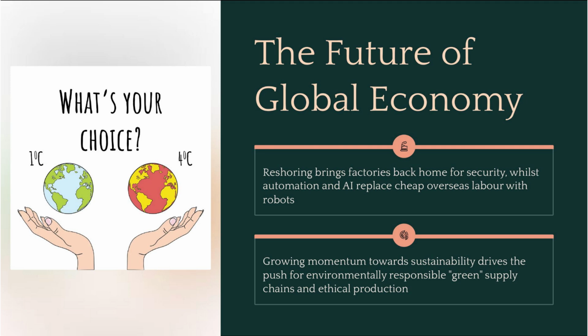Finally, look at the last slide. What's your choice? The future of the global economy is changing. We are seeing a trend called reshoring, where factories are brought back home for security. But these factories won't bring back the old jobs. Automation and AI are replacing cheap overseas labor with robots. Simultaneously, there is growing momentum towards sustainability. Consumers are demanding ethical production and green supply chains. The future isn't just about cheaper and faster. It's about being secure and sustainable.